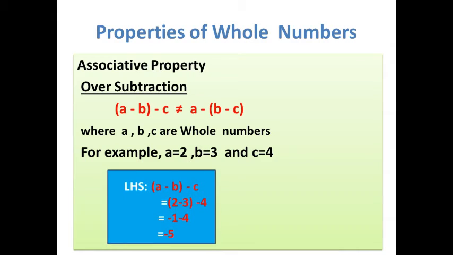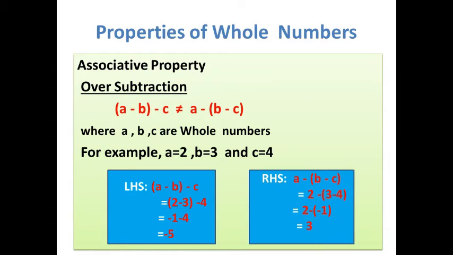In LHS I have (a - b) - c. Putting the values, I have (2 - 3) - 4, which is minus 1 minus 4, equal to minus 5. Now in RHS I have a - (b - c), which becomes 2 - (3 - 4). Solving the bracket first, I have 2 minus minus 1. So minus into minus becomes plus, so I get 3.